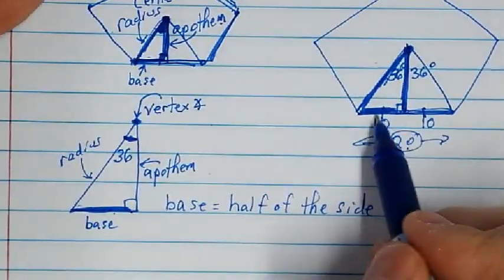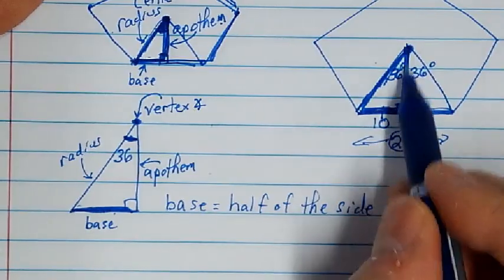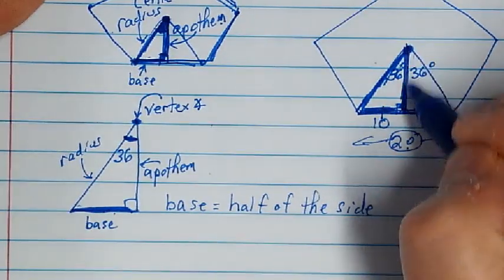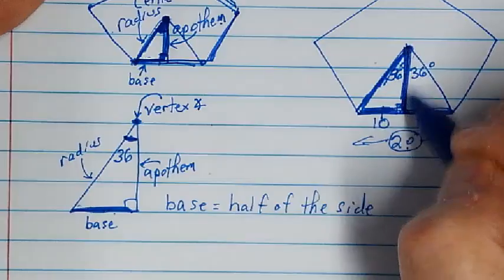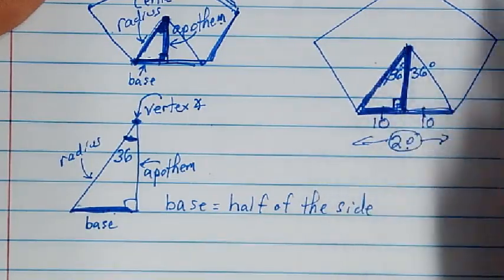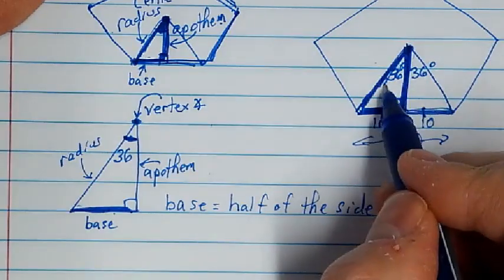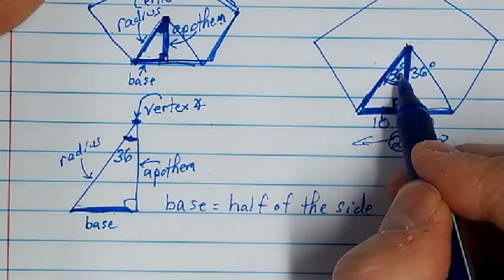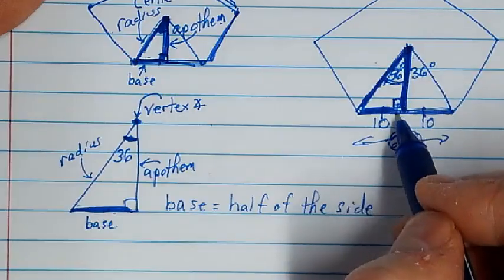Again, you see here, that's the base of this right triangle, which I'm coloring in so you can see the right triangle. That right triangle is going to come into play over and over again. And finding this vertex angle up here at the top is going to be paramount.